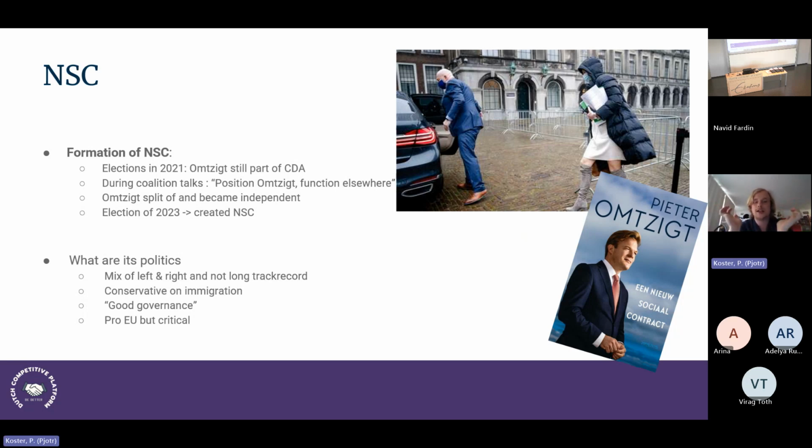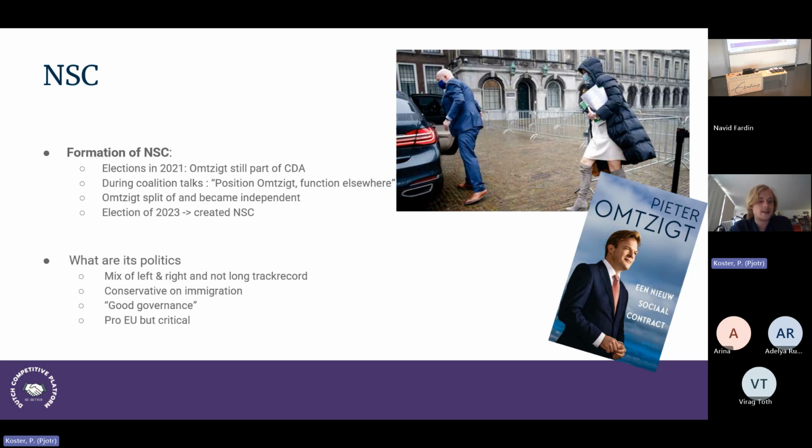During the process in 2021, this picture was taken here on top. And what you saw was people were able to decipher that on this paper, it said "position Omtzigt, function elsewhere," which basically meant that in the coalition talks, apparently there was talk about placing Omtzigt, who was quite critical, in a different position, most likely a less powerful one, so that he wouldn't be such a pain in the ass, so to say.